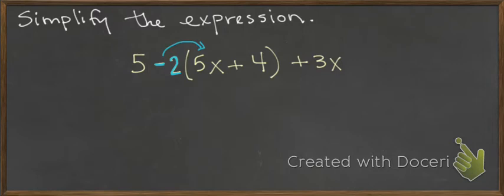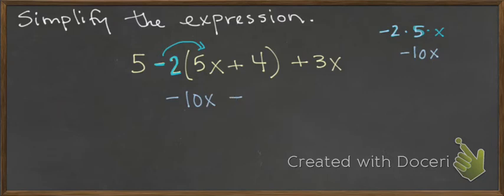When I multiply negative 2 times 5x, think of that 5x. When they're smushed together like that, that means we're multiplying 5 times x. So when I multiply negative 2 times 5 times x, I don't know what x is, but I know I can multiply negative 2 times positive 5 and I get negative 10. So this is negative 10x. So is the answer negative 10x plus 4?